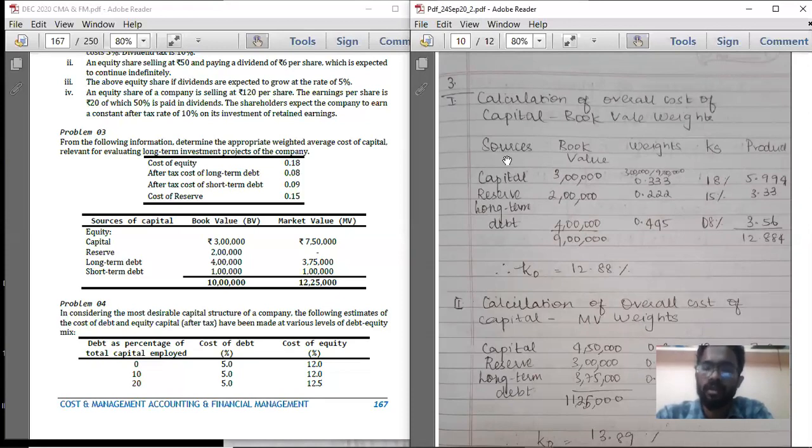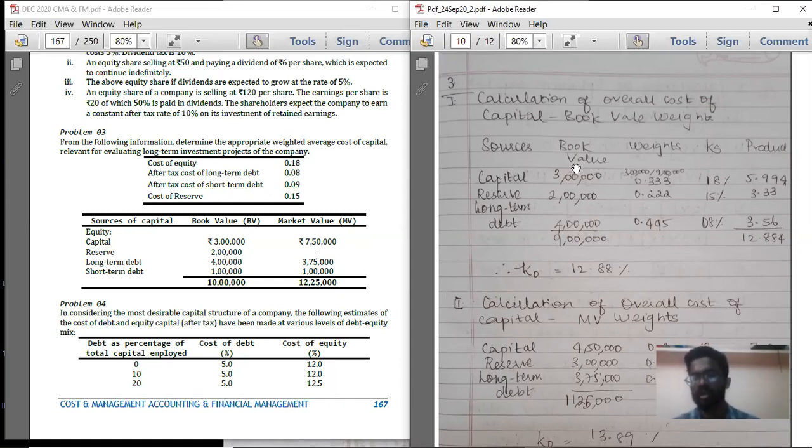Below that, put 1, 2, 3, 4, 5. Put a 5 columnar table. First column: source. Second column: book value. Third column: weights. Fourth column: KS, nothing but cost of different sources. And the last column is product. Below that, book value, record A.